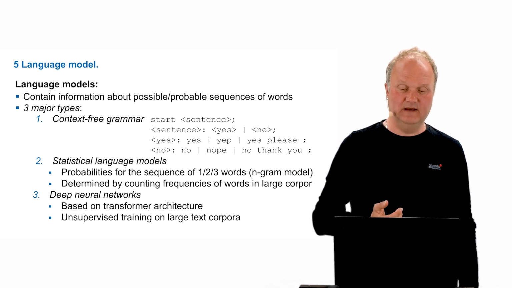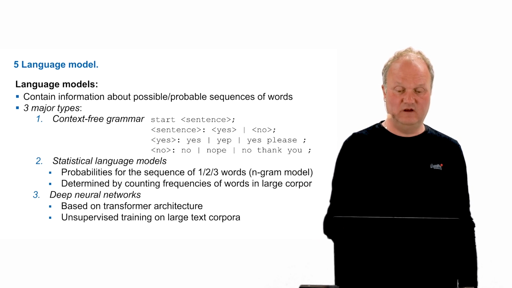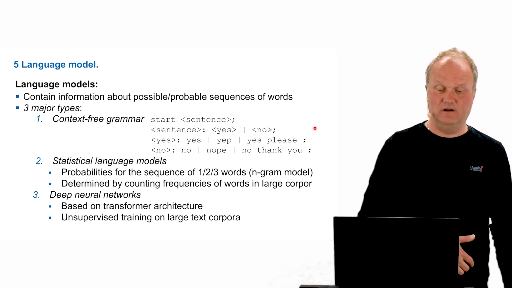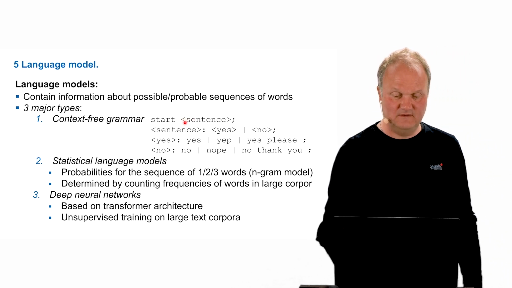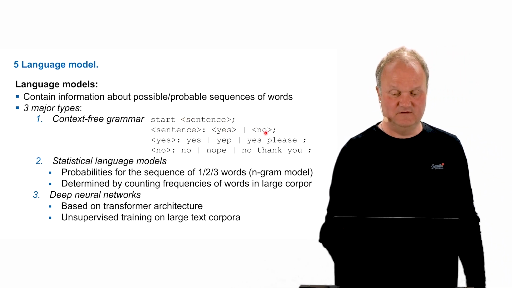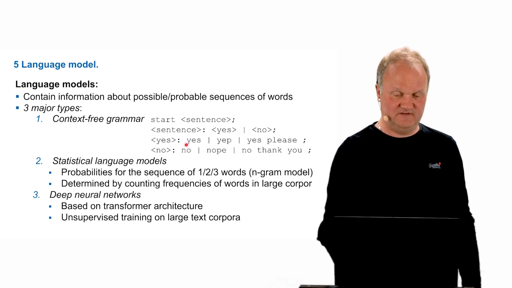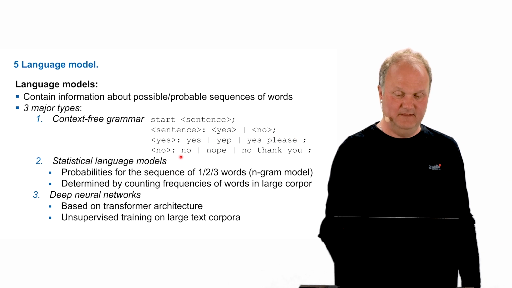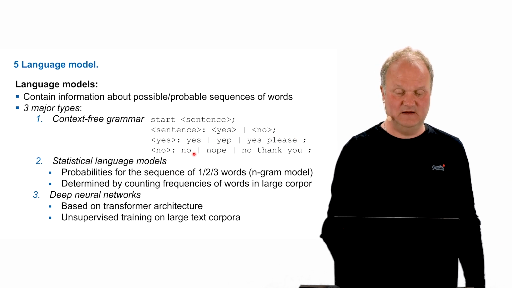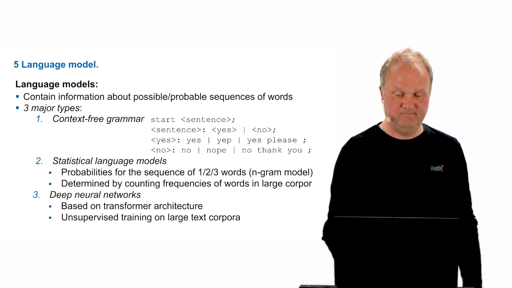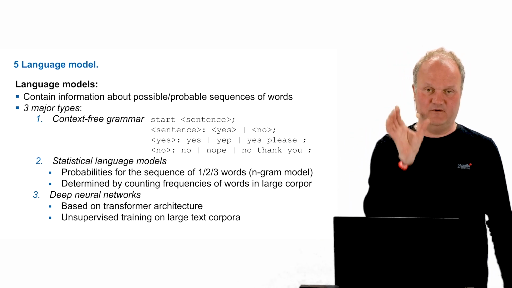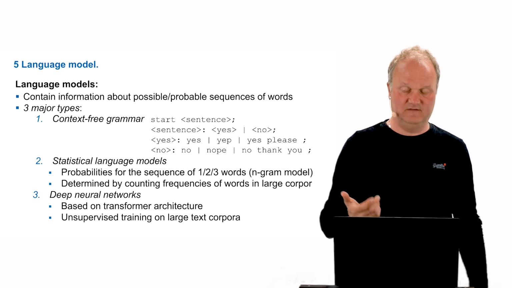In computer science terms, this is called a context-free grammar, which can, for example, be expressed as you see here in the upper part. So you have a start symbol, and then you have non-terminal symbols like the sentence, which can be a positive or negative sentence. And the positive sentence can, for example, contain the words yes or yep or yes please. And the negative statement could, for example, contain no or nope or no thank you. That would be a very simple grammar, only for a very particular purpose, namely saying yes or no.